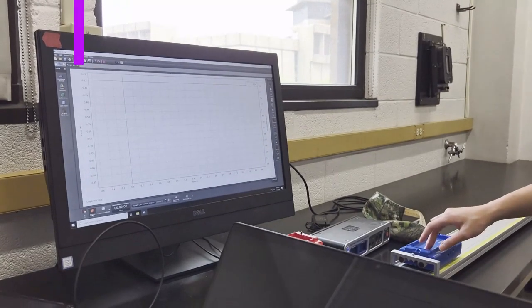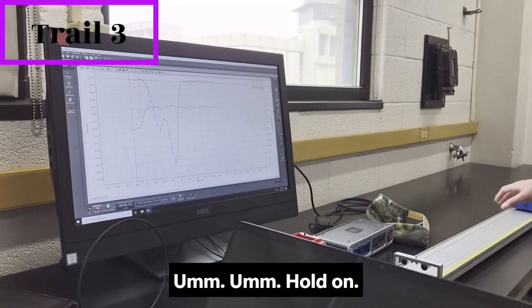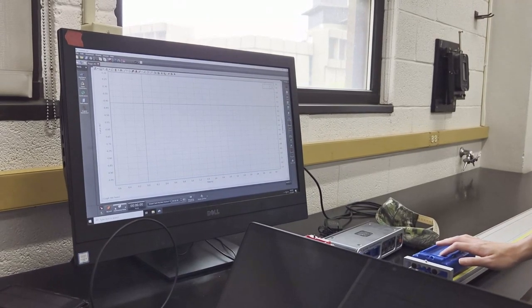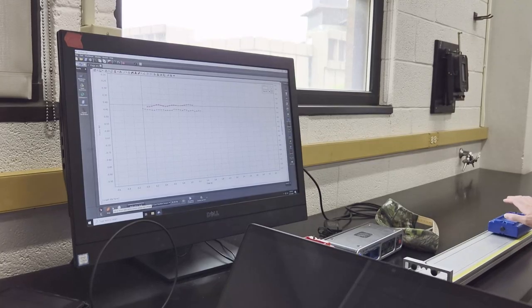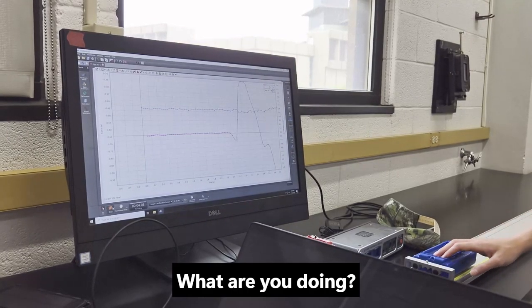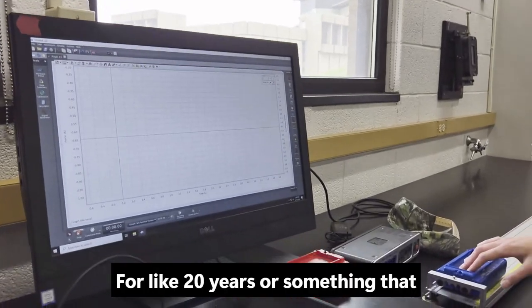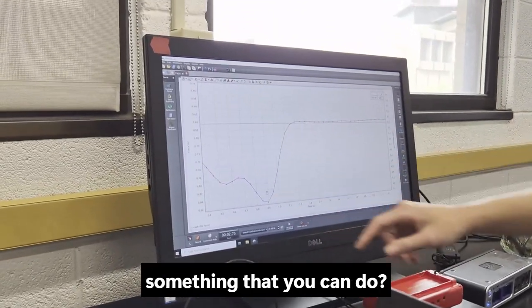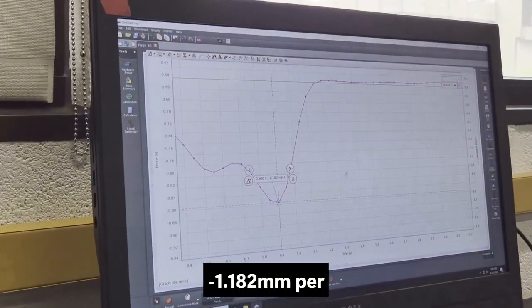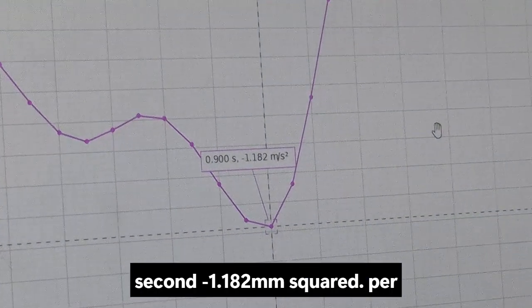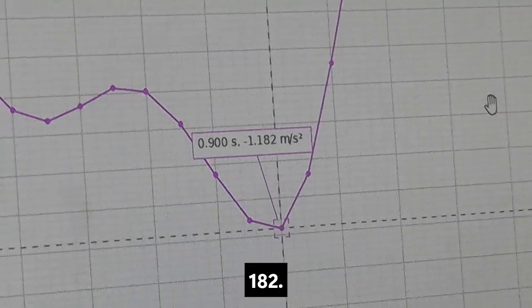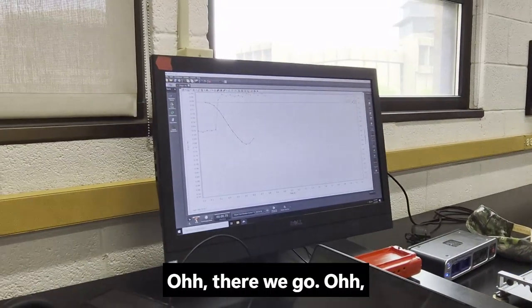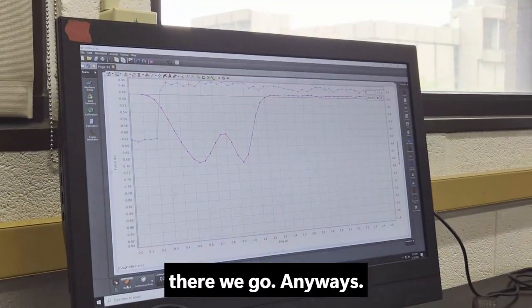Okay, yeah. Oh, hold on. 3, 2, 1. Hold on. Sorry. Negative 1.182 millimeters per second squared. 1.182. Let me read it.